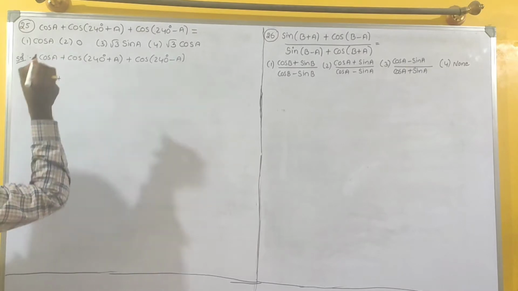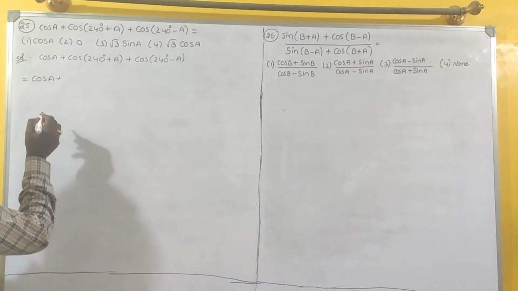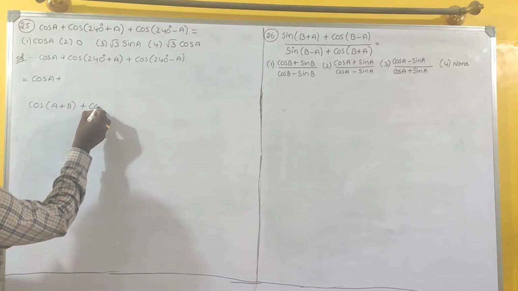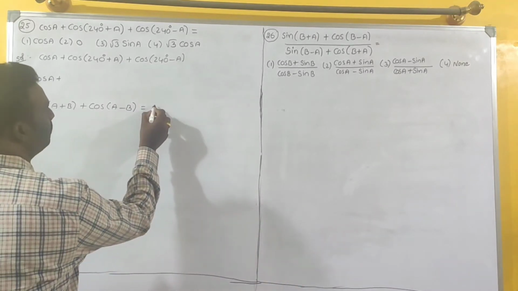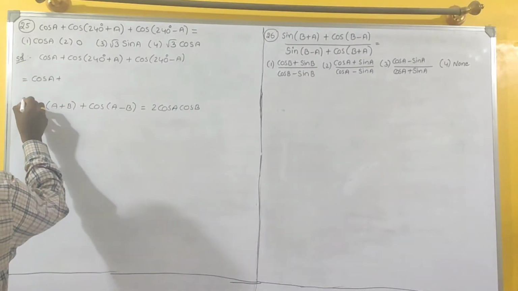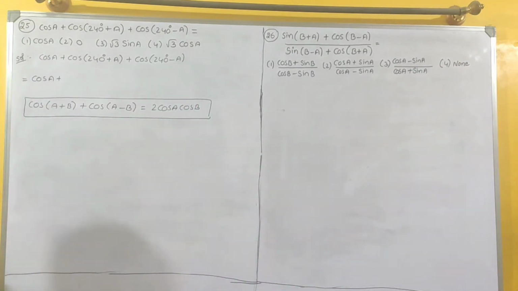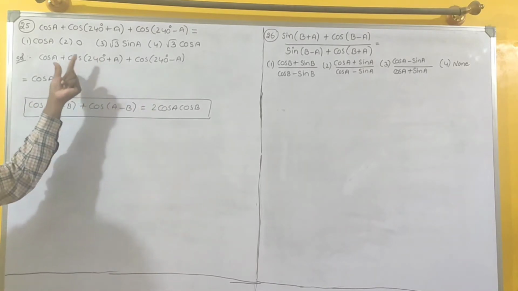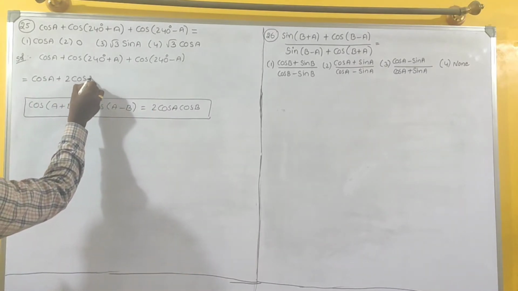cos A plus, this is in the form of cos of A plus B. We have one formula: cos of A plus B plus cos of A minus B is equal to 2 cos A cos B. This formula I already gave in the synopsis. Now the A value is 240, the B value is A. If you apply this formula for these two terms, what can I write? 2 cos A cos B.